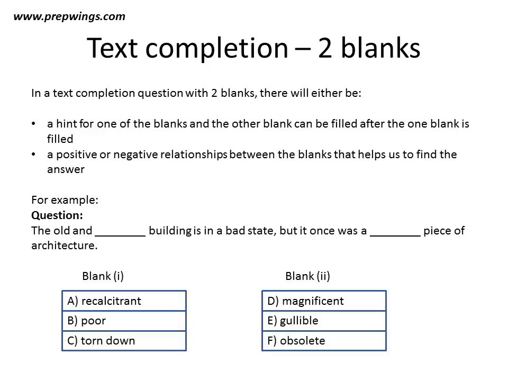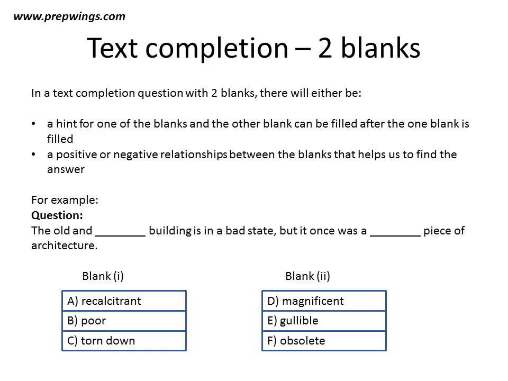For example, here the question says: the old and dash building is in a bad state, but it was once a dash piece of architecture. Options for blank 1 are A. Recalcitrant, B. Poor, C. Torn down. For blank 2, options are D. Magnificent, E. Gullible, F. Obsolete.